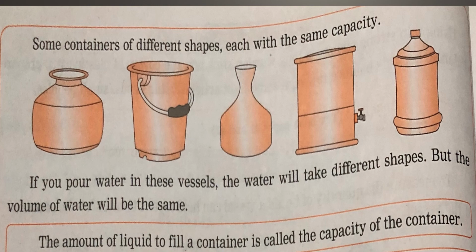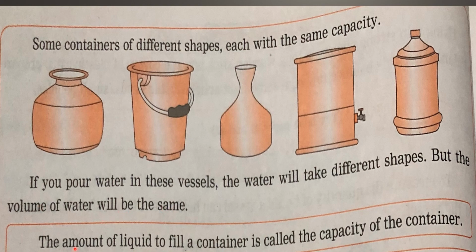Now here you have some containers of different shapes, each with the same capacity. So what does this mean? Here you have a pot, here you have a bucket, here you have a differently shaped pot, here you have a kind of a filter, and here you have a kind of a jar. Okay. What they are telling you here is that the shapes are all different, but the capacity is the same. If you pour water into these vessels, the water will take different shapes, but the volume of water will be the same.